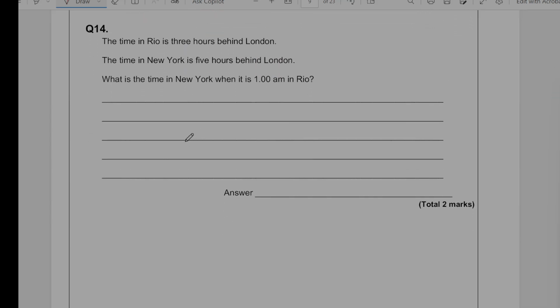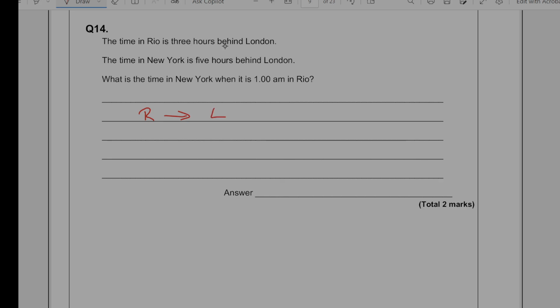Right, question 14. The time in Rio is 3 hours behind London. The time in New York is 5 hours behind London. What is the time in New York when it is 1 a.m. in Rio? Let's try and do it like this. So if I start with Rio here, oh, well, it doesn't really matter where we start. Rio to London.